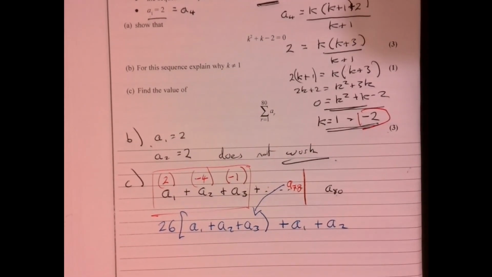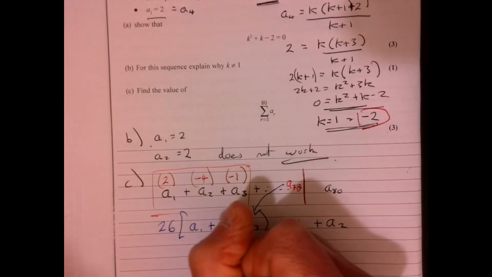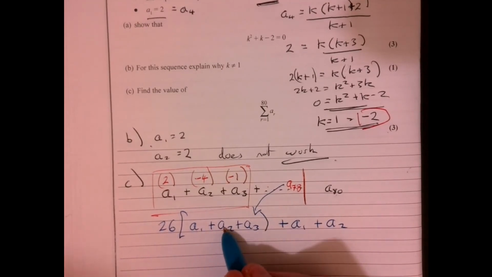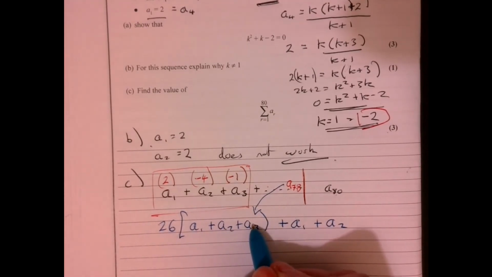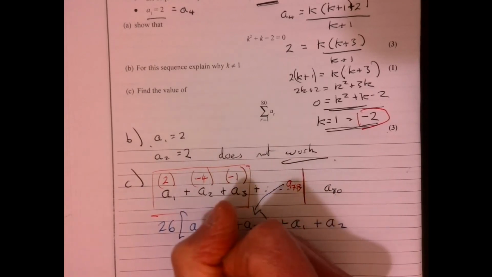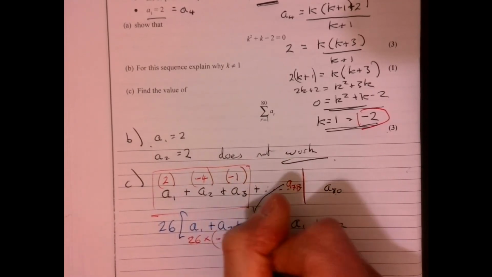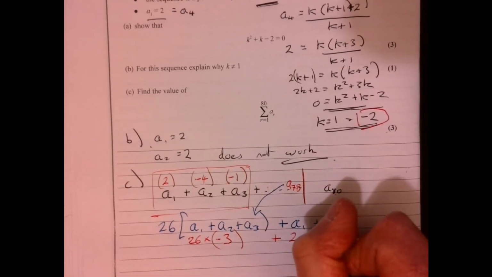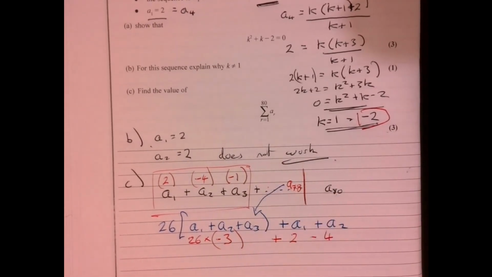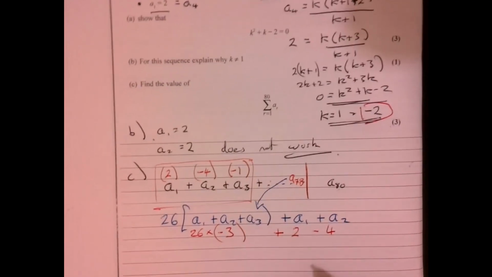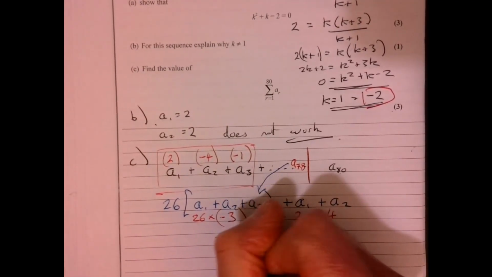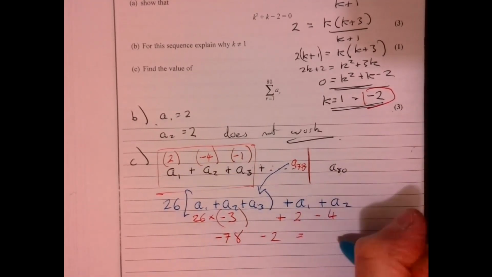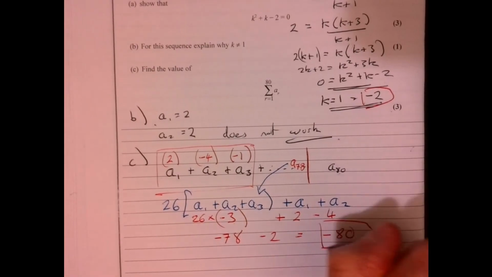So if we pop those numbers inside, what do we know? That's 2 minus 4 minus 1, so that's going to give us minus 3. So we've got 26 times our minus 3, and then we add 2, and then we take away 4. 26 times minus 3 is minus 78, and take away another 2, and then we end up with minus 80.